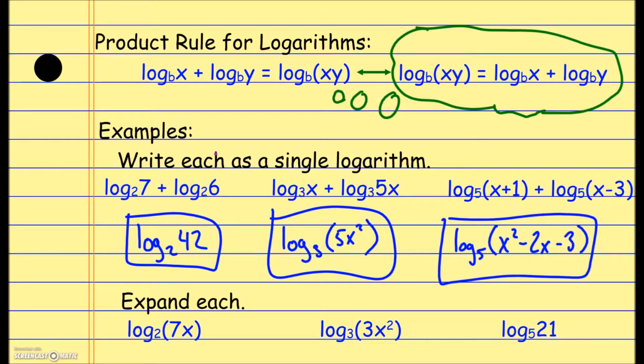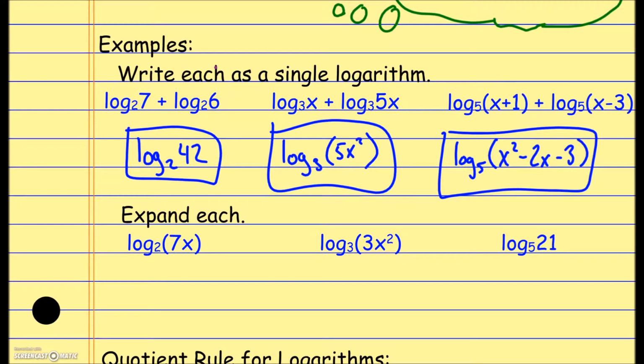Again, we can use this rule in reverse, so here's what it's going to say. If we want to use this rule in reverse, it'll say to expand each. And so I'm going to take this logarithm, and I could split this into two logarithms now that are being added together. So I'm going to do log base 2 of 7 plus log base 2 of x. So again, I can use the rule in reverse. Every once in a while, that is useful.